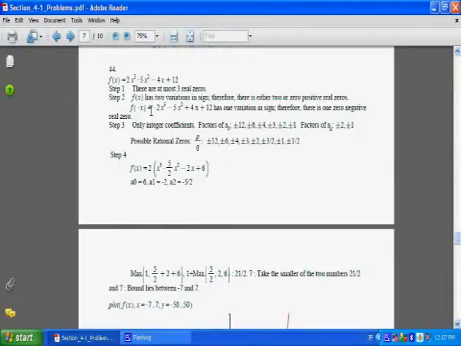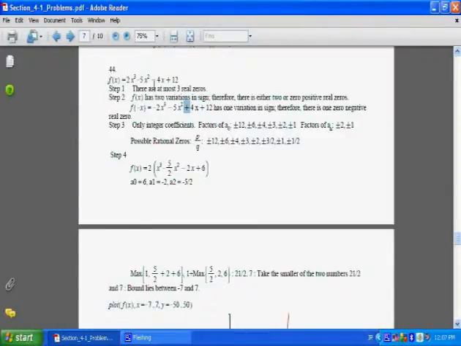Then you check f of negative x and see how many variations in sign that one has. It appears to have just 1, when this negative changes to positive, so it has 1 variation in sign, and therefore there is only 1 negative real zero. I think I wrote this out. I don't think I need to say 0 there. It should just say there is 1 negative real zero.